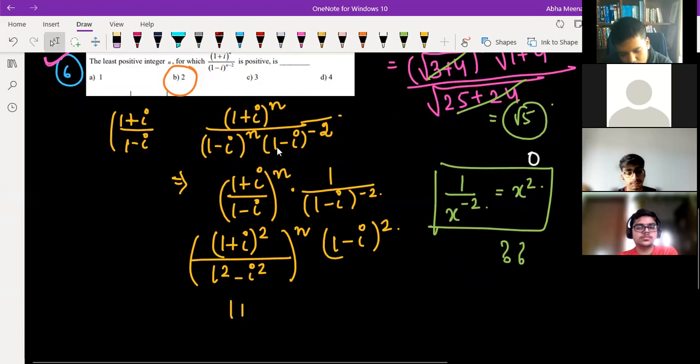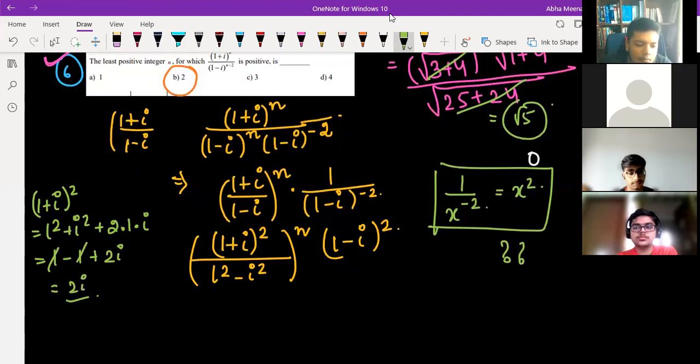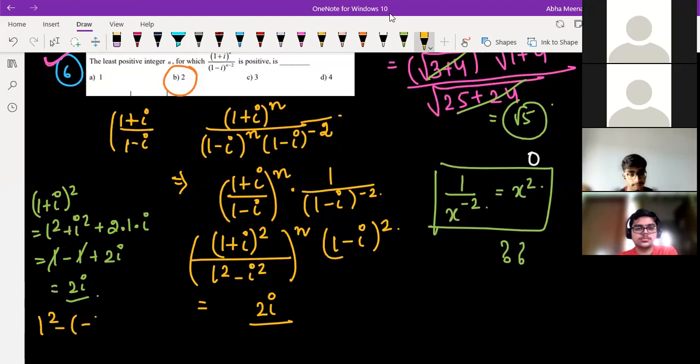Now, what is (1 plus i) whole square? It is 2i. Right? 2i. (1 plus i) whole square is 1 square plus i square plus 2 into 1 into i, which is 1 minus 1 plus 2i. So, here I can write it as 2i by 1 square minus i square, which is 1 square minus of minus 1. So, it is 1 plus 1 equal to 2.